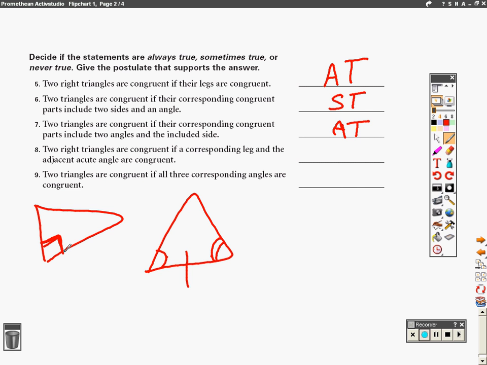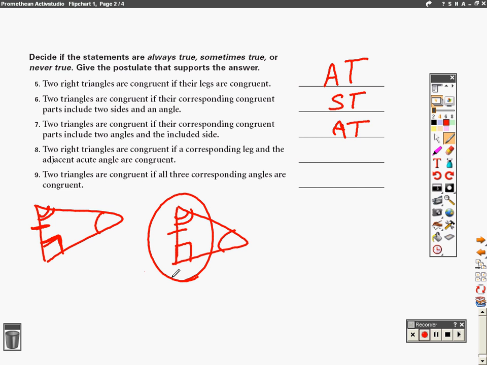2 right angles are congruent, so now we have 2 right angles in the triangles are congruent if corresponding leg and the adjacent acute angle are congruent. So let's see what that means. Okay. Their corresponding legs, so they would have a leg that's corresponding to each other, and the adjacent acute angle. So that means that these angles over here would also be congruent. Well, see what you have. This would be always true because if you look over here, you have ASA.